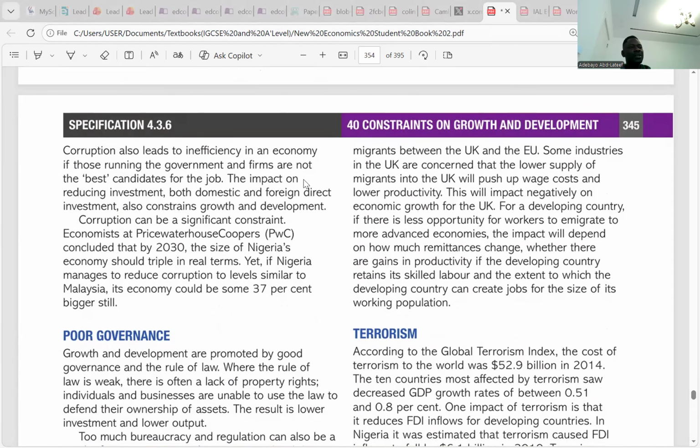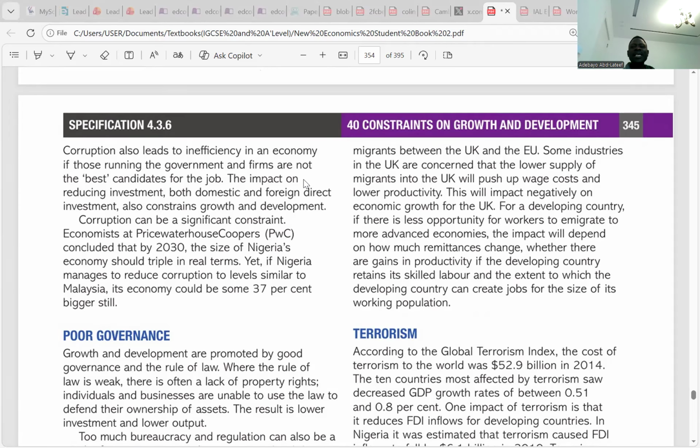So when you look at constraints of growth and development, the country mentioned most here in Africa is Nigeria. Nigeria is a country that has a lot of potential, but bad governance, corruption. Nigeria is not growing, not because of economic reasons. Nigeria is not growing because of non-economic reasons. And that's why we continue to surface constantly on this topic. It is what it is.